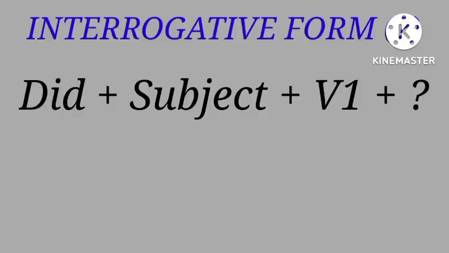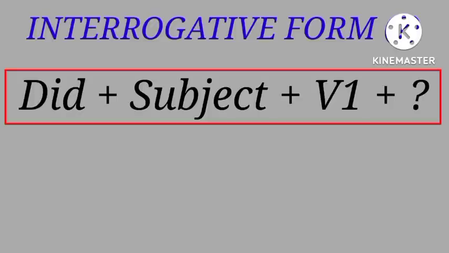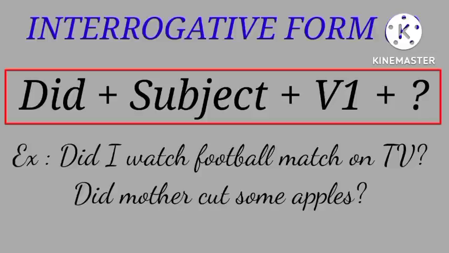Bentuk pertanyaan atau diberi tanda tanya, kuncinya adalah tanda tanya di belakang kalimat. The formula is did plus subject plus verb 1 plus question mark. Example, just now I watch becomes did I watch football match on TV. Okay, kita makan did dan balik ke verb 1, kata kerja dasar ya.